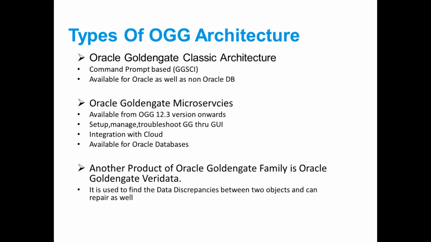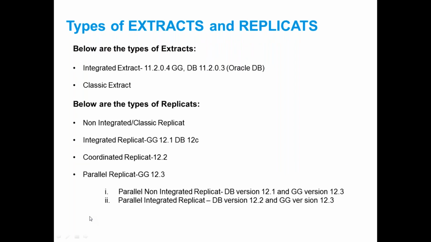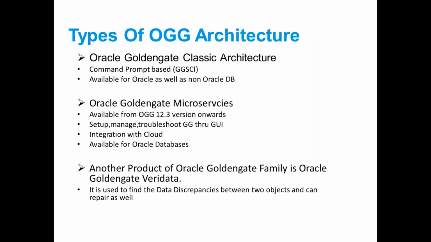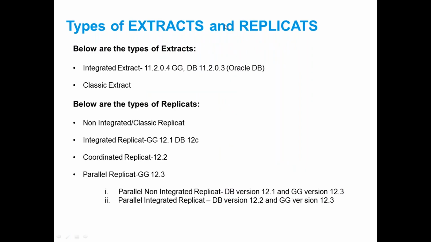I have been receiving a lot of queries related to it, and I have tried to make people aware by doing a lot of webinars related to it. The thing is, right now we are talking about architecture. Integrated and classic are types of extracts. So there are two types of extracts: integrated and classic extract. Why people get confused is because the architecture type also contains classic, and the type of extract also contains classic.